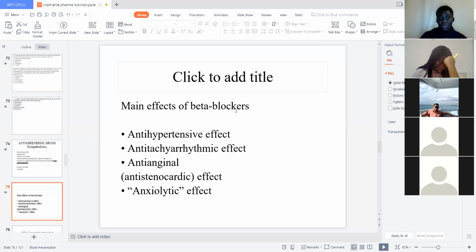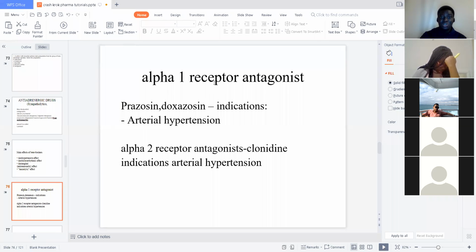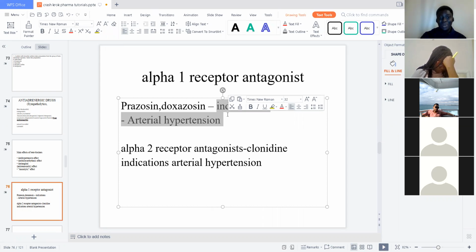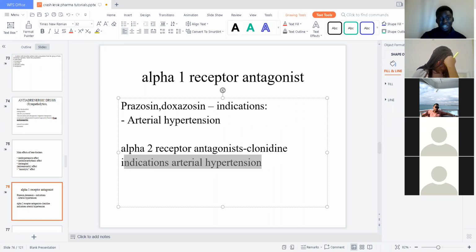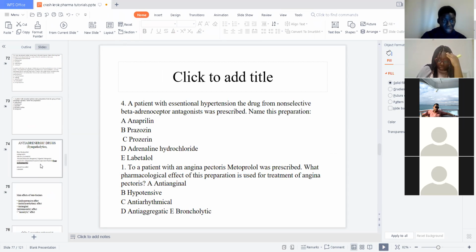So what are the main effects of beta blockers? They can be used for hypertension, arrhythmia, angina, and anxiolytic effect. So take note of anti-anginal effects. This is a popular question. Now we're going to talk about antagonists. The popular alpha-1 receptor antagonists are prazosin and doxazosin. They are used to treat arterial hypertension. Also, the alpha-2 receptor agonist clonidine is used to treat arterial hypertension. So pay attention to those drugs, prazosin, doxazosin, and clonidine. They are used to treat arterial hypertension. Okay, so questions?